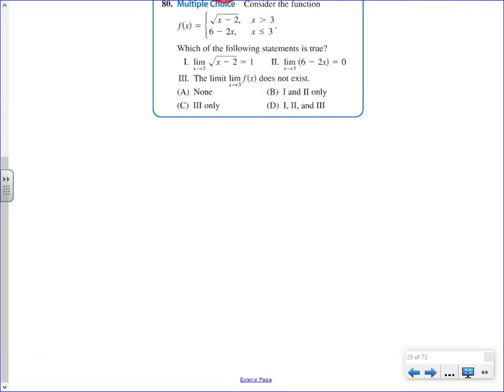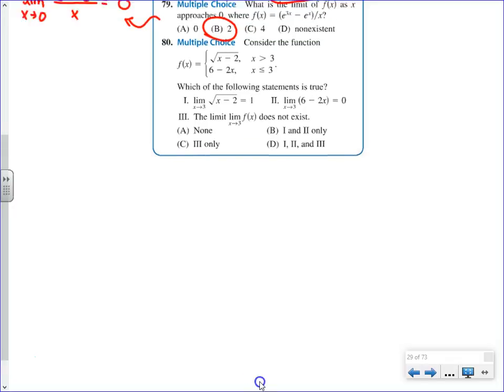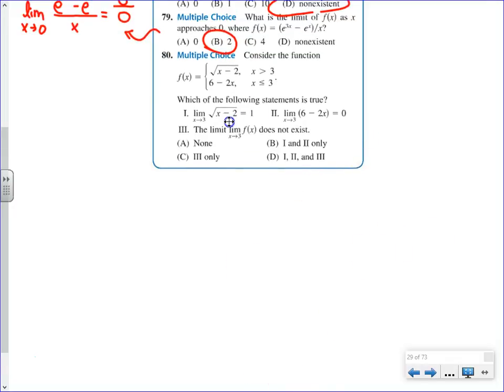Instead, they just deal with the square root of x minus 2. Question, what is the limit as x approaches 3 of the square root of x minus 2? Yeah, that's right. Now, if it was approaching 2, we'd be in some trouble. But no, this is totally fine. That's good. How about the next one?